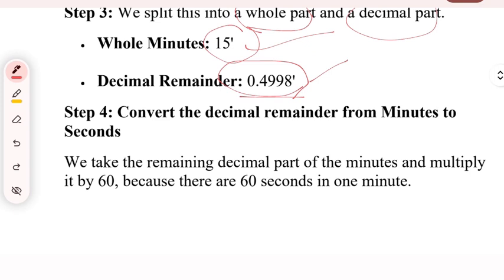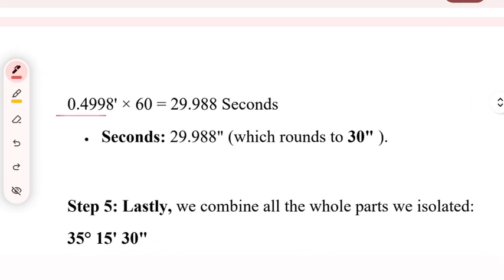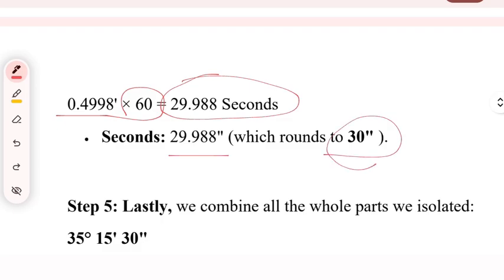Remember the conversion again. We will convert minutes to seconds. How many seconds are there in a minute? 1 minute is 60 seconds. So that is your conversion. We take 0.4998 minutes and multiply it by 60, since 1 minute is equal to 60 seconds, and now we have converted it into seconds: 29.988 seconds. Or we could round it off to 30 seconds.